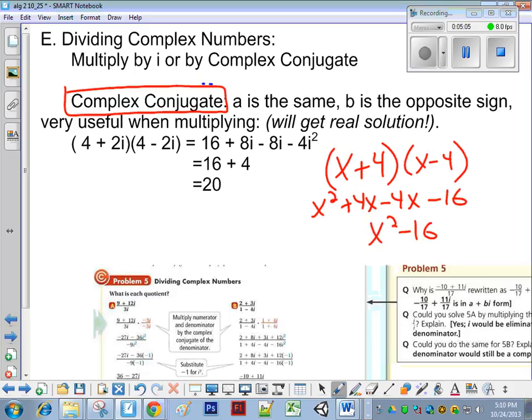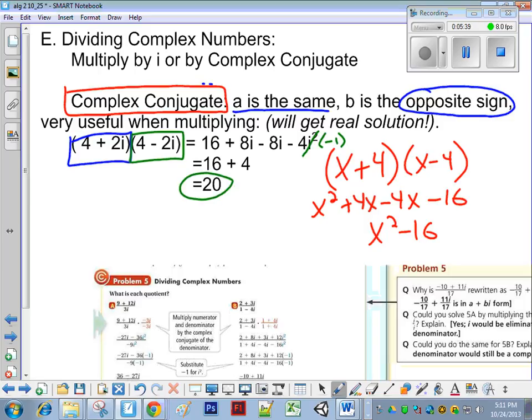So the complex conjugate is a similar process. The a is the same, but b is the opposite sign. So if I have 4 plus 2i, the complex conjugate is going to be 4 minus 2i. When I multiply those out, remember the 8i and the negative 8i will cancel out to 0. 4i squared is like saying 4 times negative 1, which gives me positive 4. So I have 16 plus 4. When I multiply those together, I get a whole number.